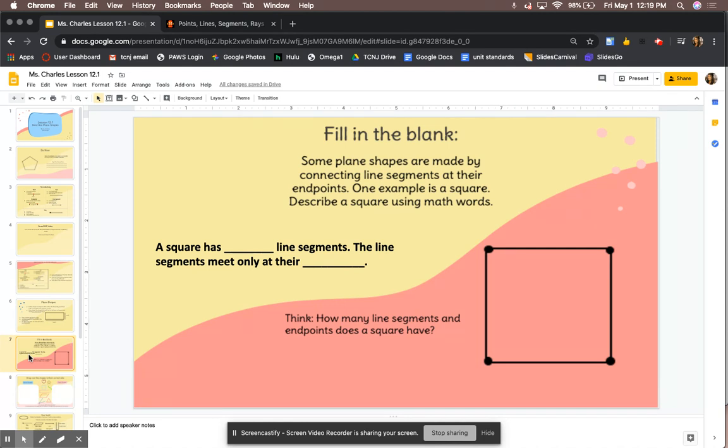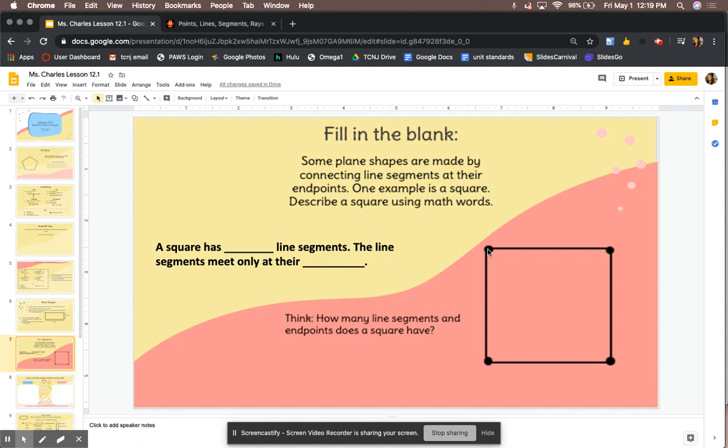On this slide, you're going to be filling in the blank. So it says some plane shapes are made by connecting line segments at their endpoints. One example is a square. Describe a square using math words. So a square has blank line segments. The line segments meet at their blank. So think, how many line segments and endpoints does a square have?